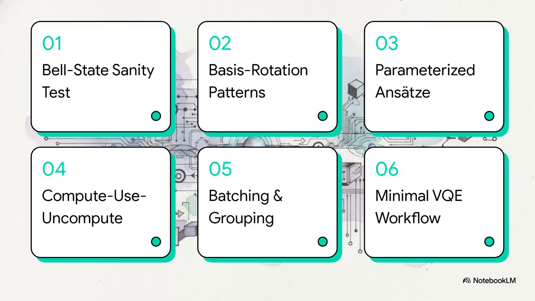To build that intuition, we'll be progressing sequentially through a sort of pattern library. We'll start with the Bell state sanity test, move on to basis rotation measurement, tackle parameterized ansatzes, break down the compute-use-uncompute pattern, look at batch execution and observable grouping, and then tie it all together with a minimal VQE workflow.